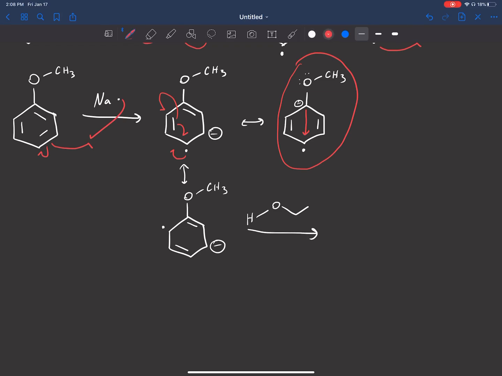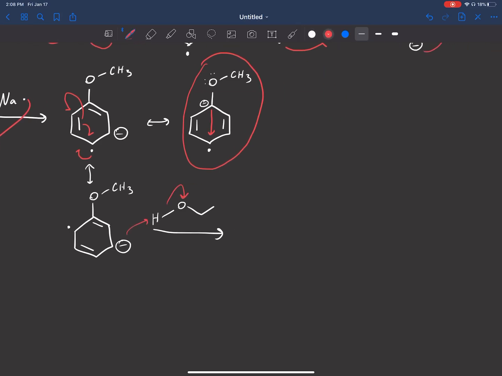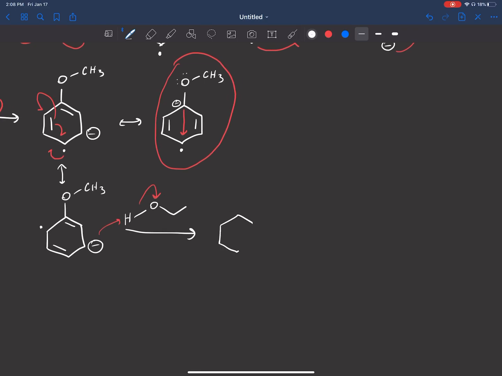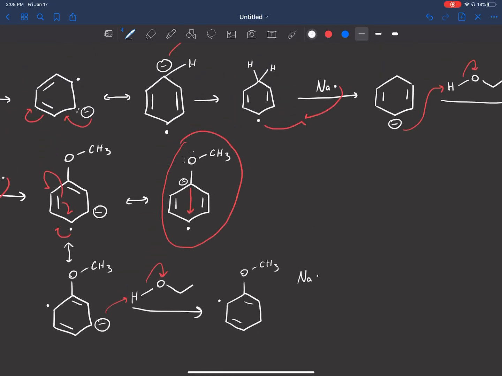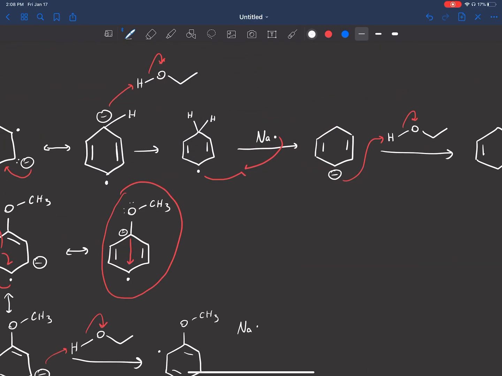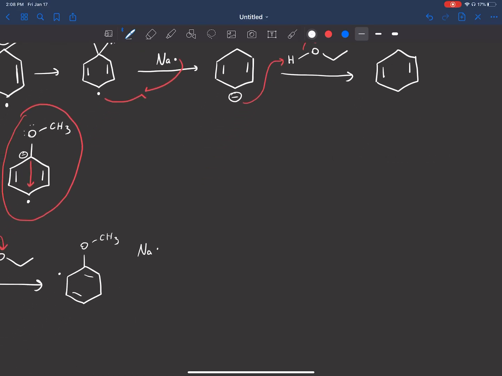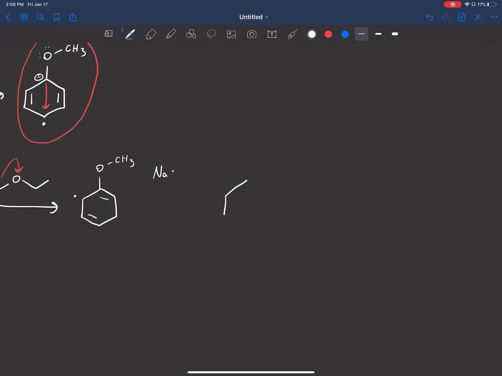So we're going to grab this H. This guy gets deprotonated. He's neutral now. We have this radical now. Again, we're going to have this Na radical react, and it's going to be the same exact process that we did here. We're going to form a negative charge, and then we deprotonate again. So I'm just going to skip ahead. So the final product is going to look like this. This is the final reduction product.